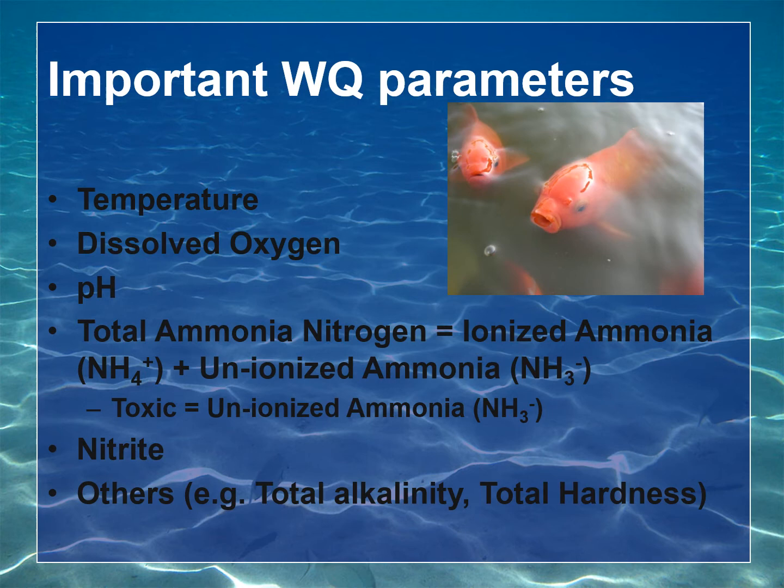The unionized form is what is toxic to fish and is highly dependent on pH and temperature. The higher the temperature and pH are, the more the toxic form will be present. Low amounts of 0.02 parts per million will damage gills and you will see fish getting sick. There are other parameters such as total alkalinity and total hardness that can be measured, and it is dependent on your system as well as the fish species and life stage.